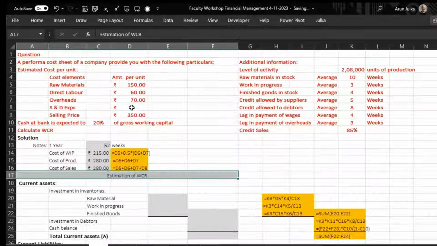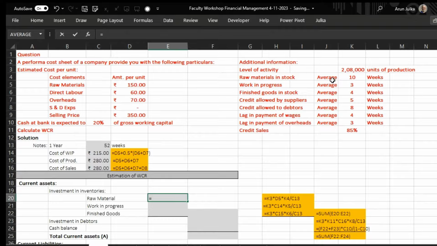Now, to estimate working capital requirement, first we calculate current assets and then current liability. So, starting with the current assets, first of all, we have to calculate the investment in inventories, which comprises raw material, work in progress, and finished goods. Raw material is production level 2 lakh 8,000 multiplied by raw material cost multiplied by average holding period of raw material, 10 weeks divided by 52 weeks, and the answer is 60 lakh rupees.